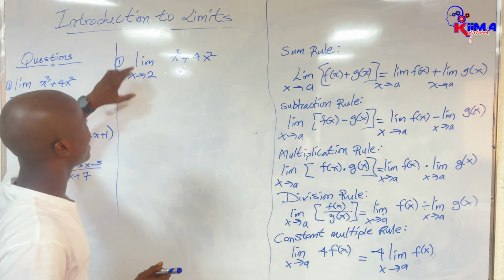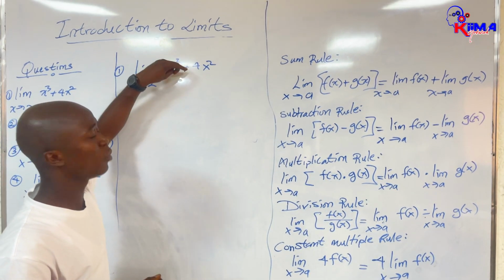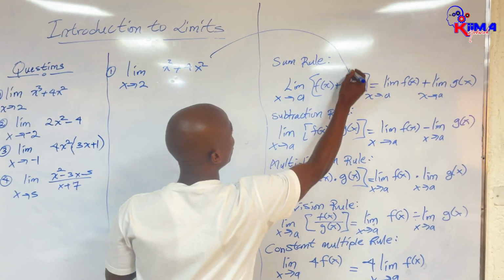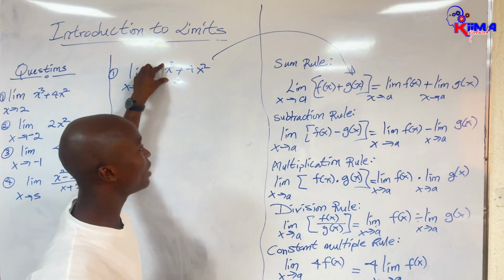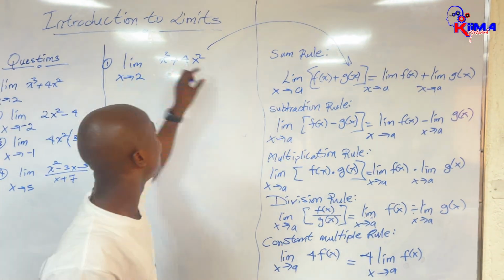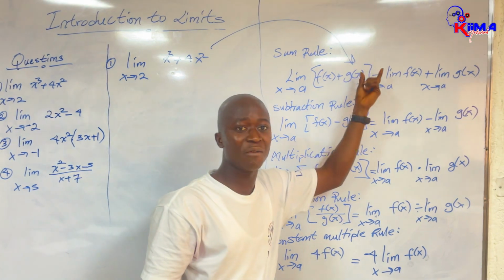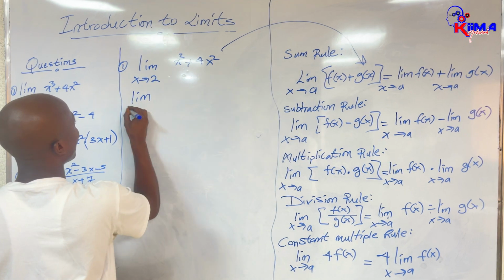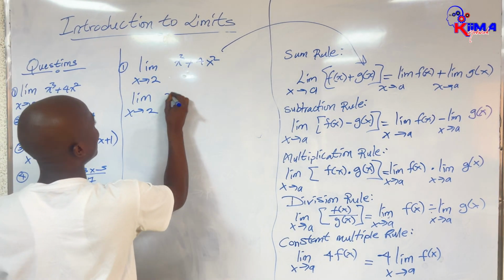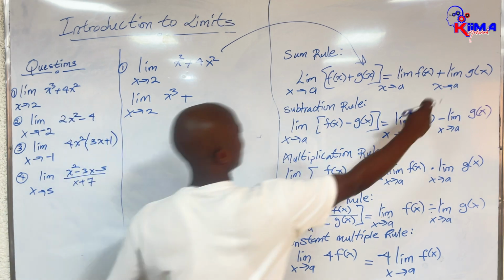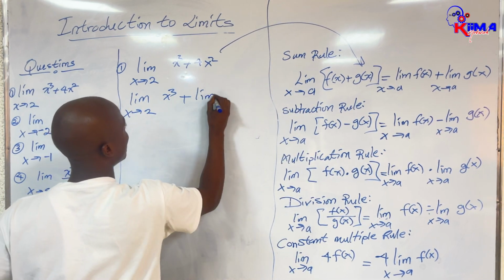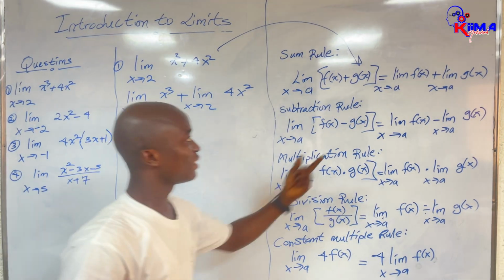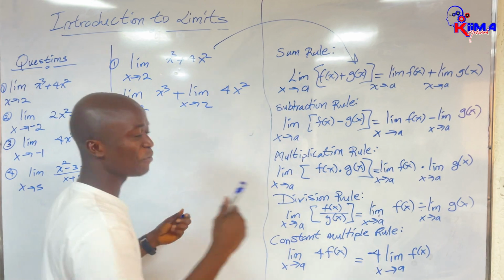So now, the limit as s approaches 2 of s cubed plus 4s squared. It resembles what? The sum rule, right? The sum rule. We notice that s cubed is in the place of f of x. 4s squared is in the place of g of x. So we just need to open up the limit. So we get the limit as s approaches 2 of s cubed plus the limit as s approaches 2 of 4s squared. So you apply it already. So now let's solve this problem.